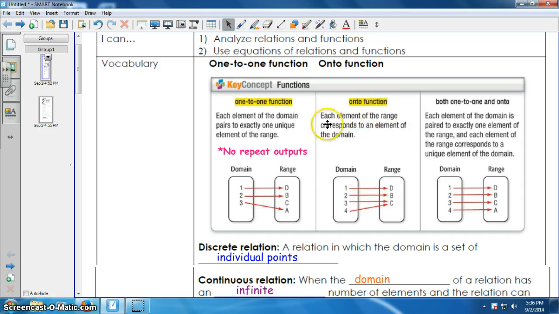An onto function, each element of the range corresponds to an element of the domain. So notice that we have domain going to the same range there. We have a repeat in our range, but everything is matched up. Everything from our range is paired up. So when it's both, then everything in the domain is paired to everything in the range, and there's no repeats on either end.